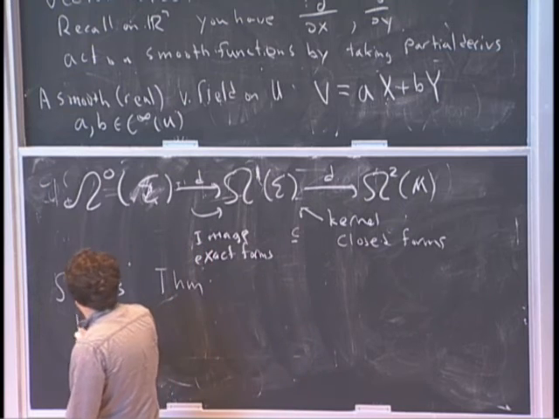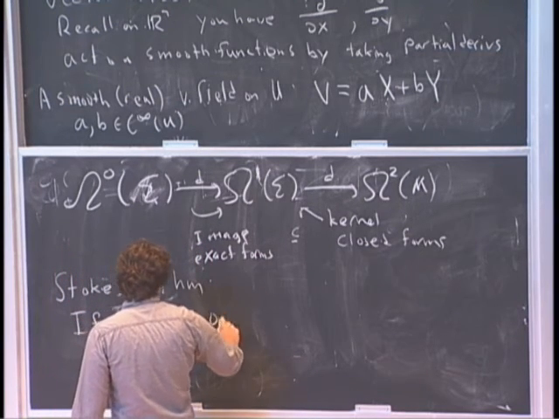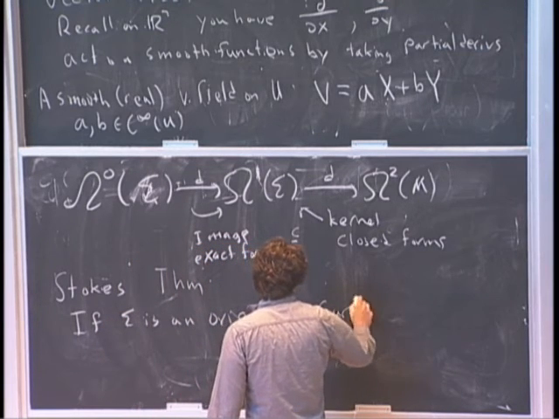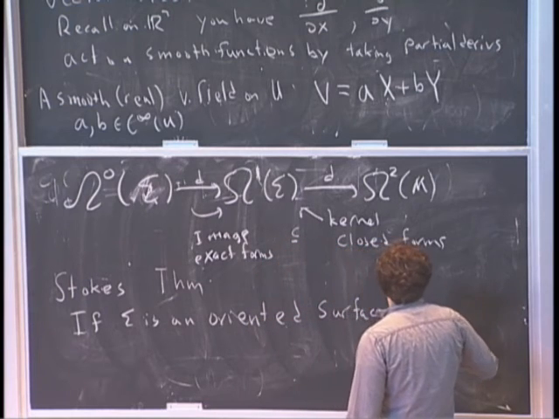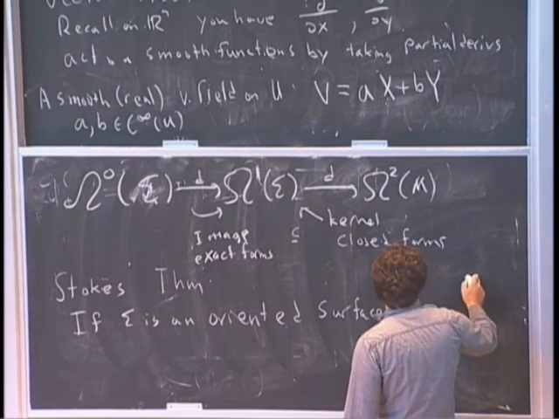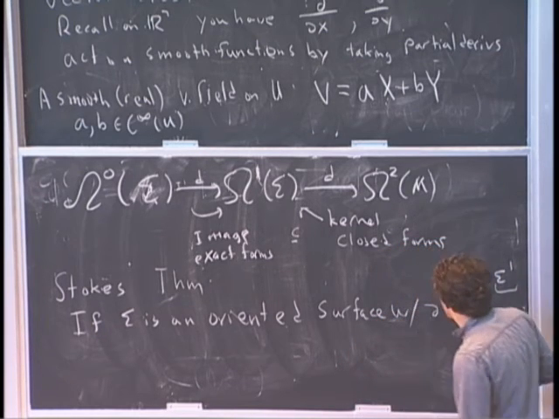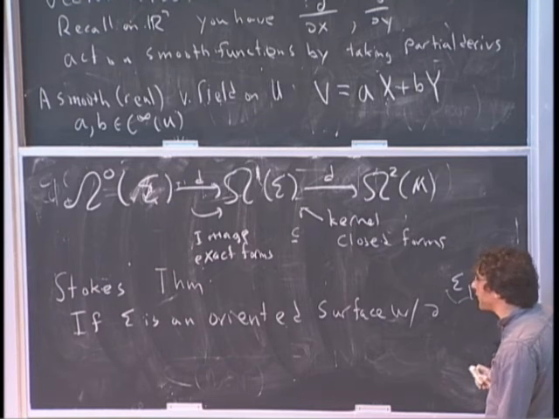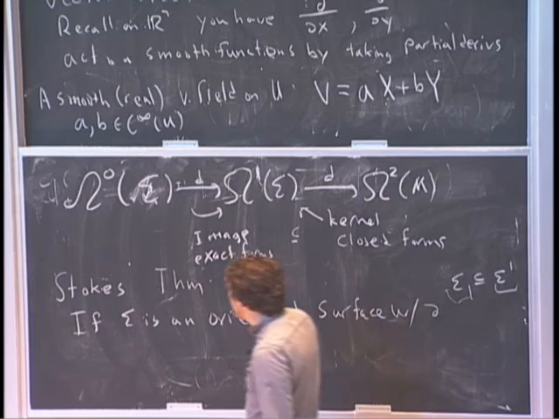So if sigma is an oriented surface with boundary, so one way of thinking about this is just put sigma inside of sigma prime, where this is a closed surface or a nice surface. This is a manifold, and this is just a region which has nice boundary. You understand that in a domain in the plane.